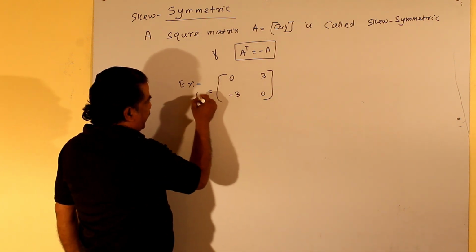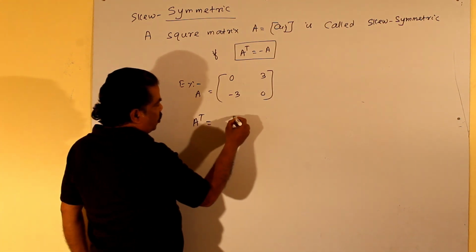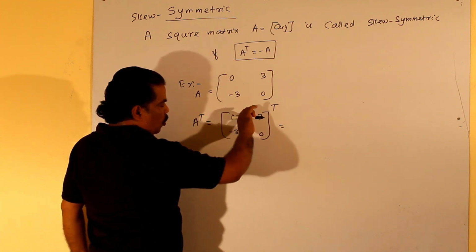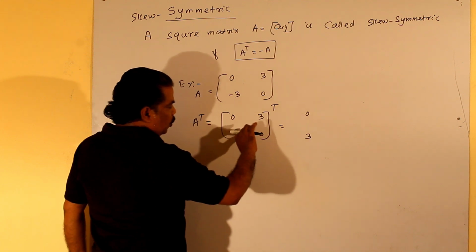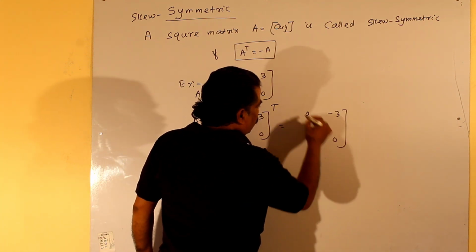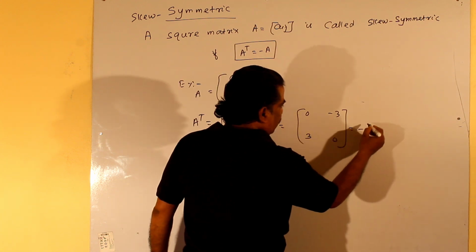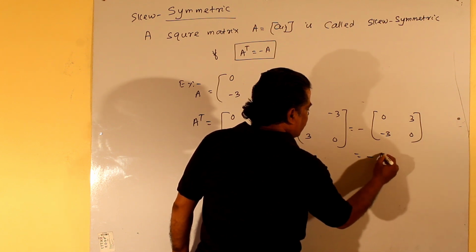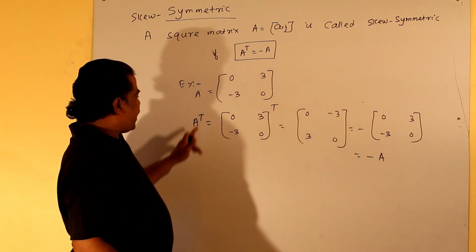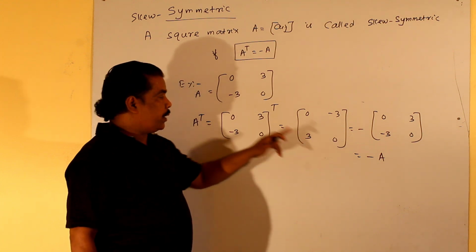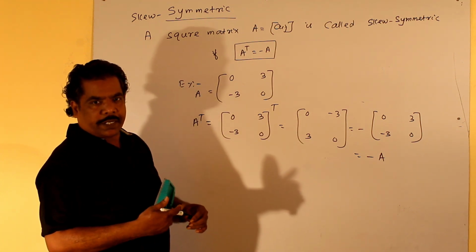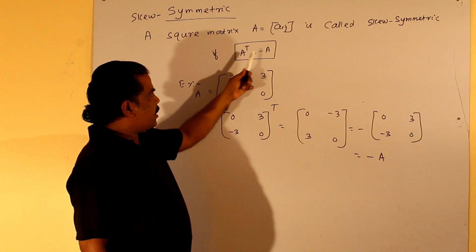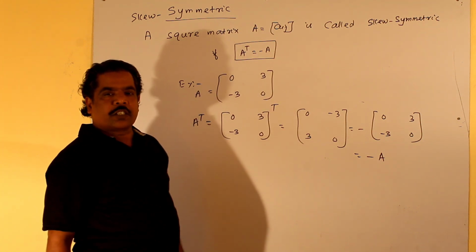Here, A transpose is equal to [0, 3; -3, 0] transpose. In case of transpose, row 1 is written as column 1, row 2 is written as column 2. So, we take minus 1 as a factor and write [0, 3; -3, 0], that is equal to minus A. If A transpose is equal to minus A, this matrix is called a skew symmetric matrix. If A transpose is equal to A, that is a symmetric matrix. If A transpose is equal to minus A, we say it is a skew symmetric matrix.